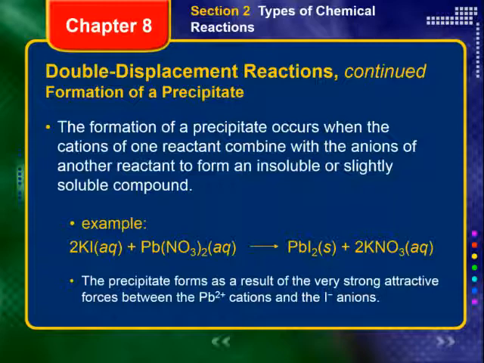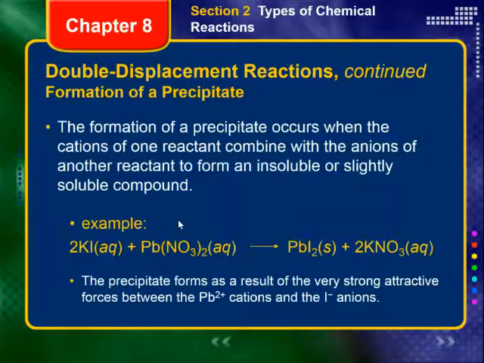For example, right here we have potassium iodide and lead nitrate. Now remember, we can figure out whether or not some of these elements are going to replace one another. For example, if potassium is going to replace lead, we can do this simply by looking at the periodic table and the trend. Elements that are above other elements on the periodic table tend to be able to replace them because they're more active.